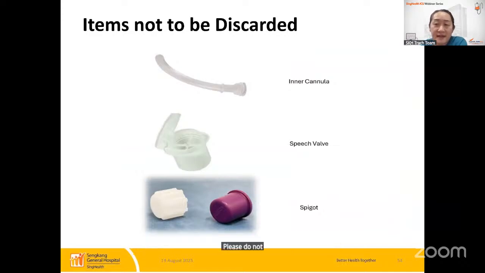Please do not discard these items, especially during the tracheostomy tube change. Make sure to remove the speech valve from the old tracheostomy tube before disposing.